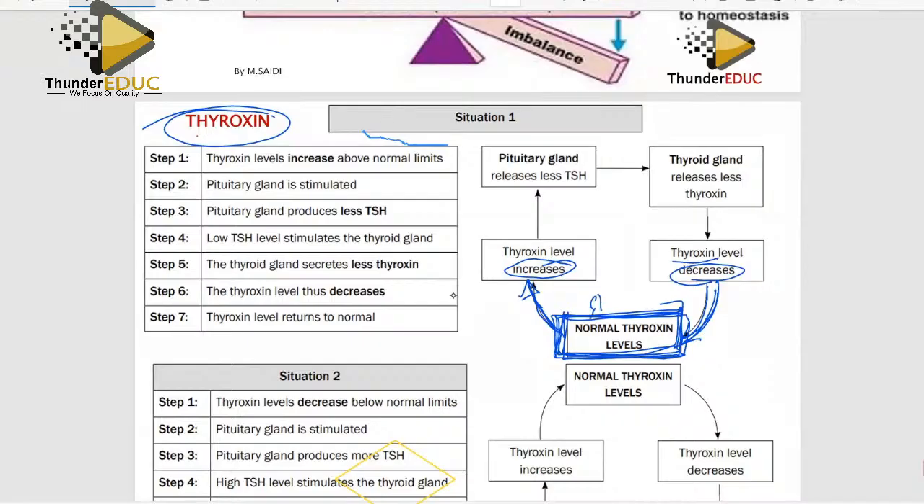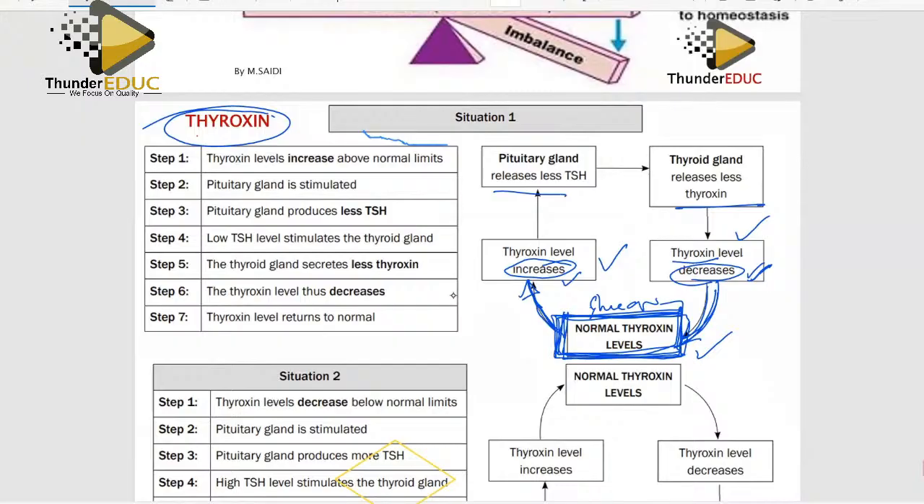If this was glucose, and they say that the level of glucose has increased, the last statement here must be the level of glucose must decrease. So now you have 3 marks. You have that mark, that mark, and that mark. Now we are looking for this mark and this mark. We need to know the gland which controls the thyroxine levels and what is the function of that gland.